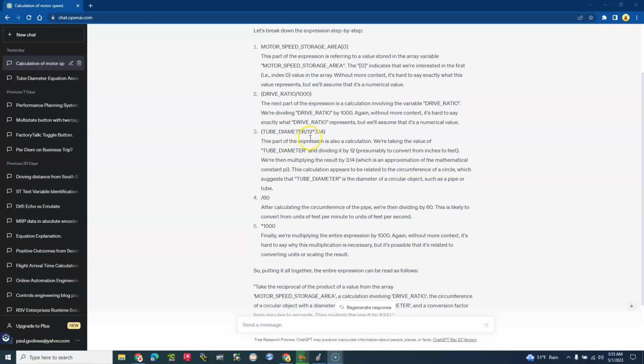Then we have the tube diameter divided by 12 times 3.14. Now, this is an important part of what we're going to dig into as well. This part of the expression is also a calculation.